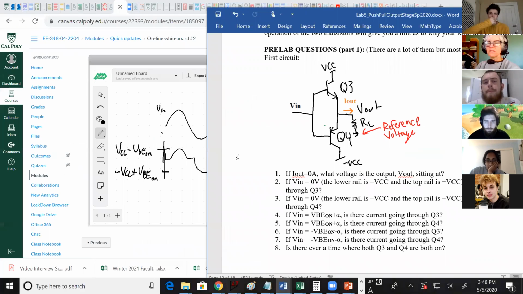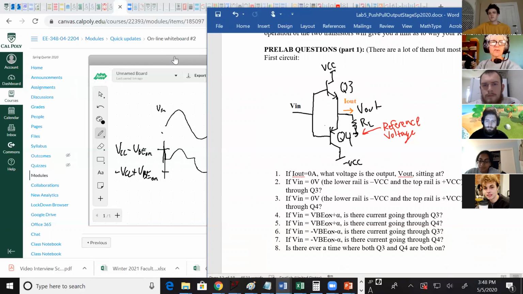And this is how the push-pull works. When Q3 is on, like we said, Q4 is off. And if Q4 goes away, what is left? You have Vn going into the base of Q3, and then there's a resistor down to ground. What's that circuit? Common collector. So if you turn Q4 off, this is just an NPN-based common collector.